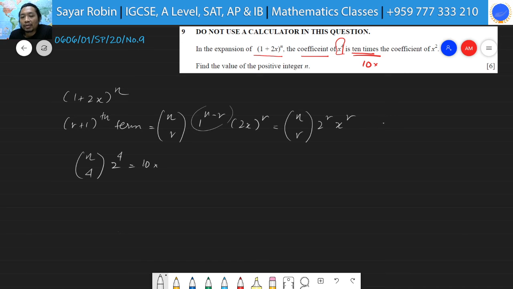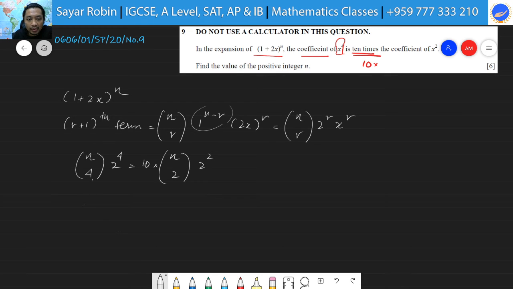How are we going to find the coefficient of x squared? We can directly substitute 2 for r, so we get x squared. Therefore, n choose 2, and then 2 to the power 2, multiplied by x squared. We just remove the x terms, because the problem has given the coefficients only, not including the terms x to the power 4 and x squared. Okay, after that we're going to continue to solve this problem.